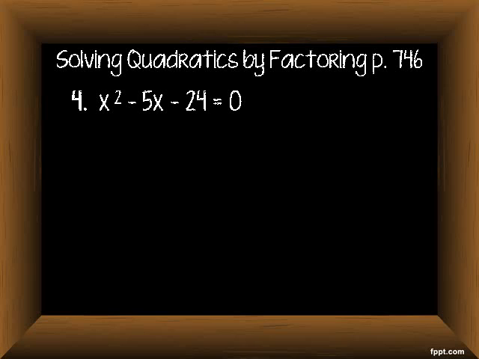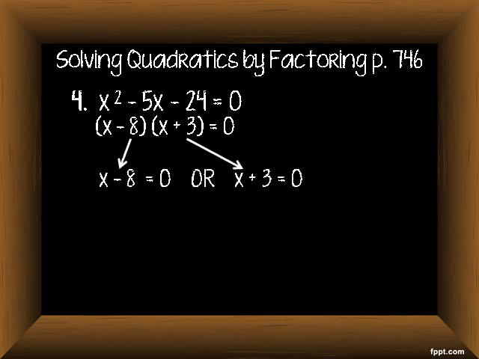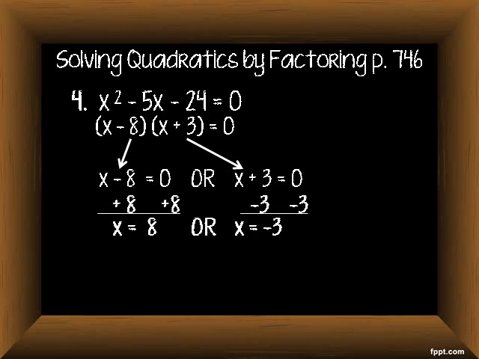Step 1 is to get it equal to 0, and we did that. It's already done. Step 2 is to factor it. Step 3 is to break it into two linear equations, setting each factor equal to 0. And step 4 is to solve those two linear equations.